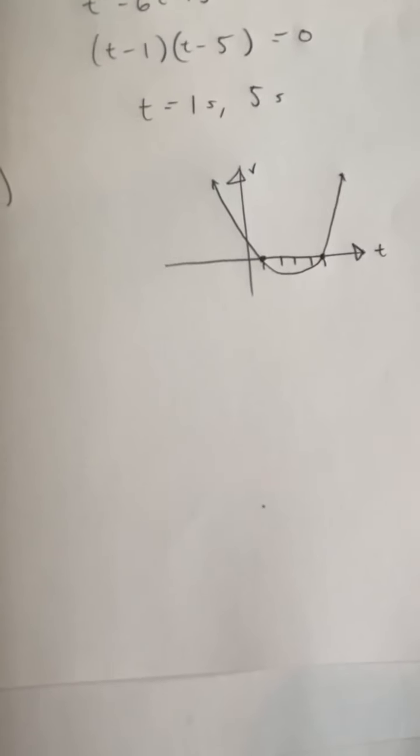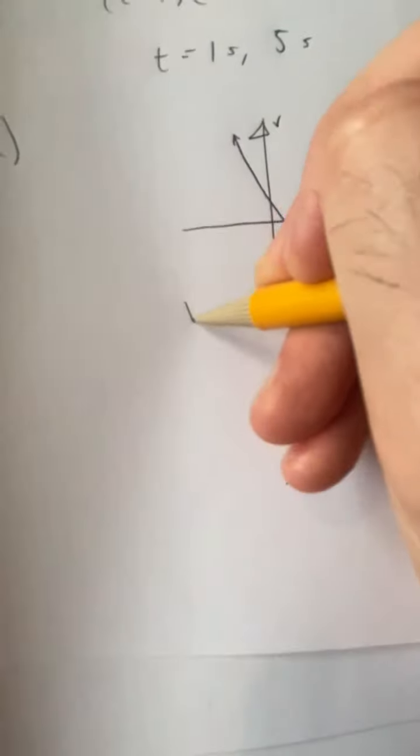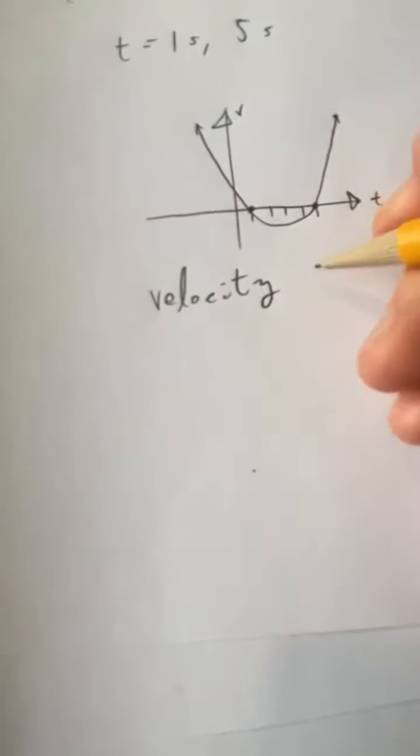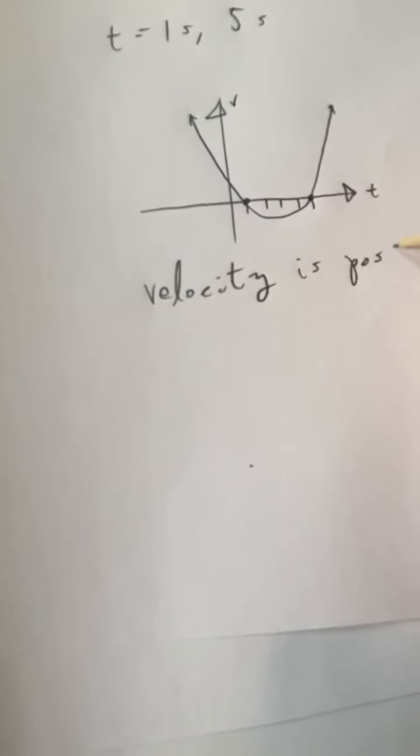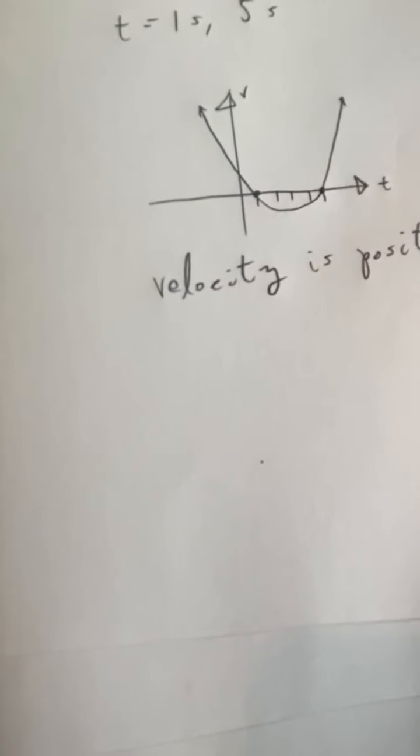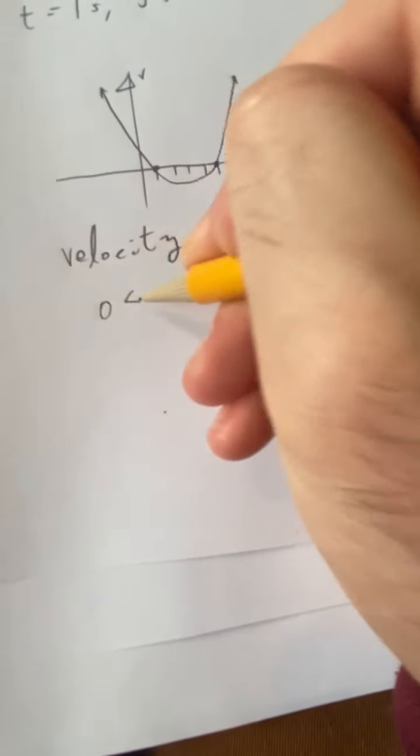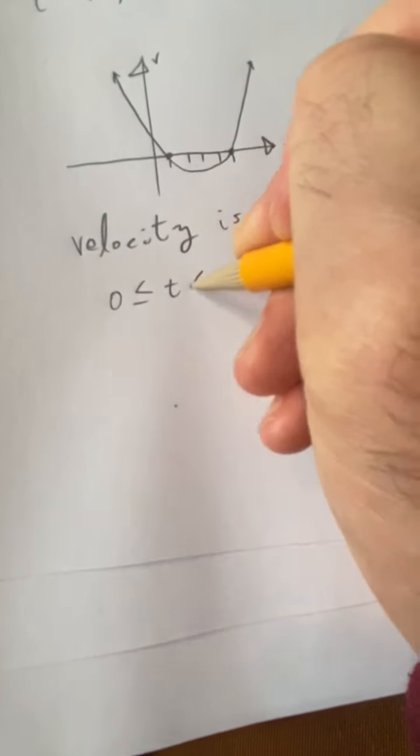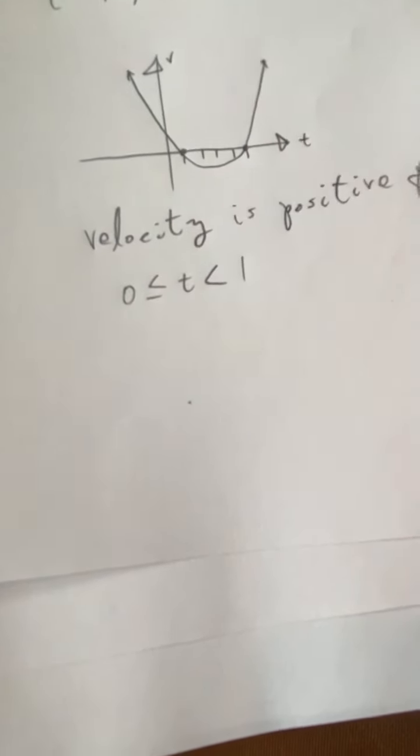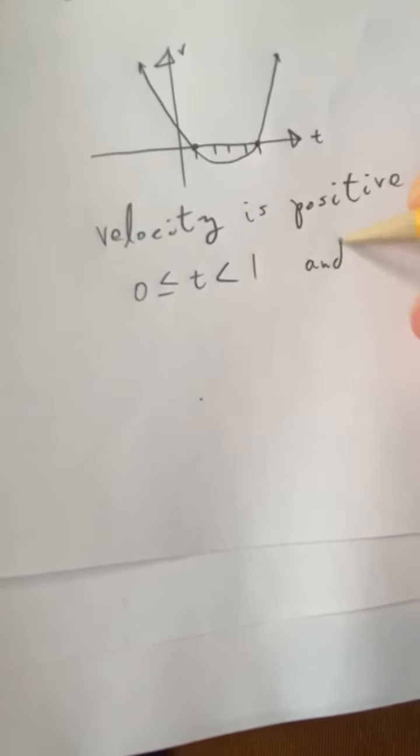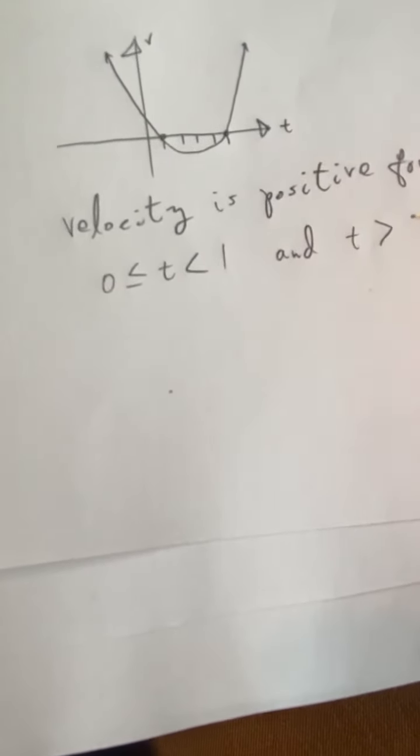Okay, so we can say velocity is positive for, and you can write this a number of different ways, for t between 0 and 1 and t greater than 5. Okay.